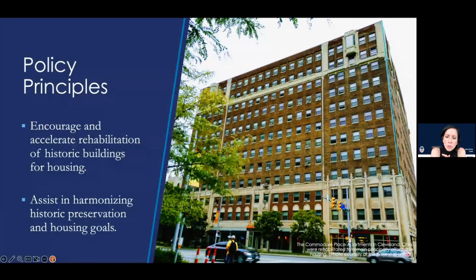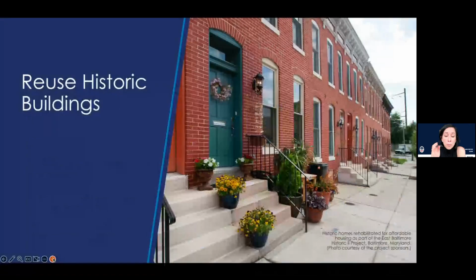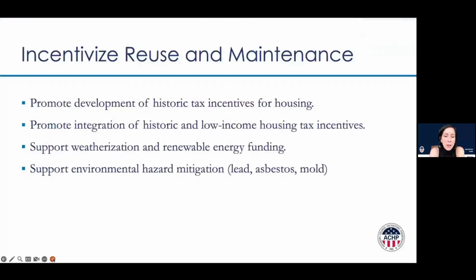The overarching goal of our policy principles is to encourage rehabilitation and to assist in harmonizing historic preservation and housing goals. So this seems pretty basic, probably to everybody on this call, but our statement of this in the policy statement set the tone for everything else and every other sub-principle that we included. When we think, for example, about reusing historic buildings, there are lots of different ways to go about that.